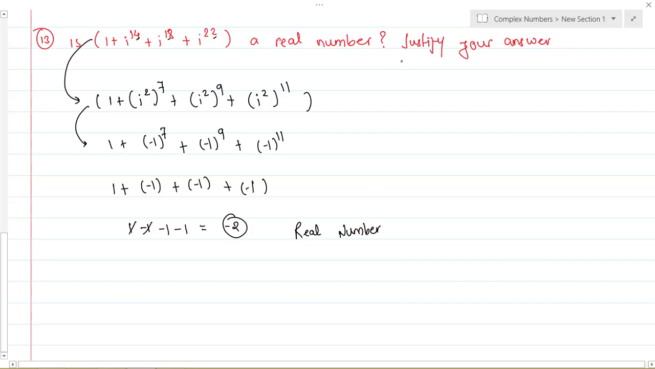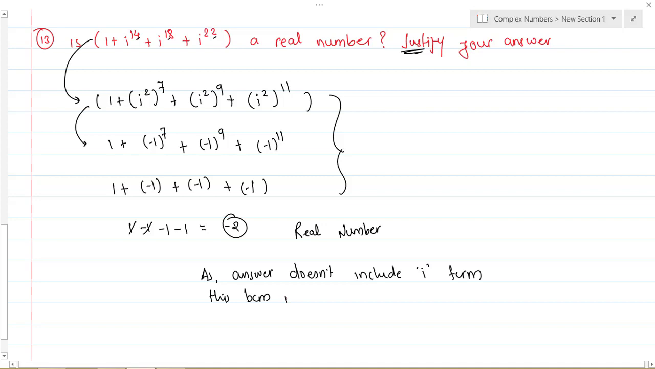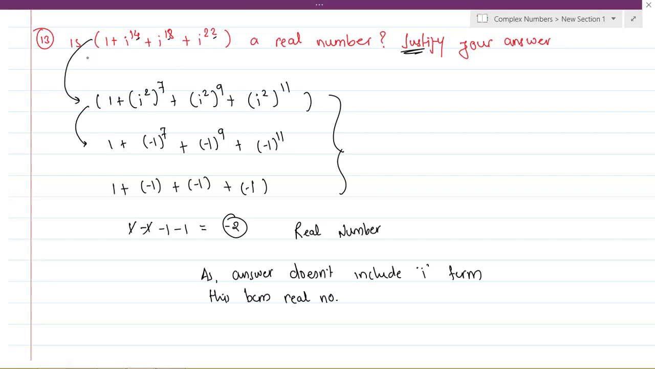So how will you justify your answer? This is our justification. And how will you write the conclusion? As the answer does not include an i term, this is a real number. Okay, this is what our conclusion is. Very good. Now let's see the next one, question number 14.